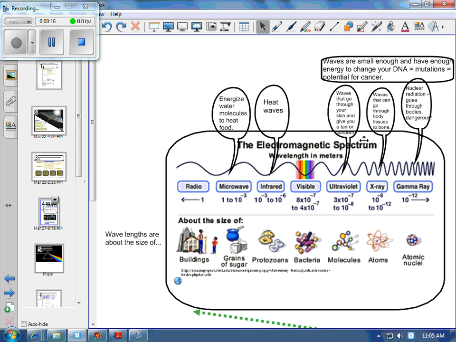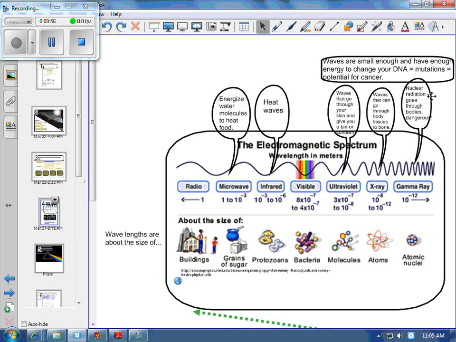Ultraviolet light are waves that go through your skin, and those are the ones that give you a tan or a sunburn. But they're powerful and they have enough high energy to actually go through the cells in your skin and get into the DNA. They also change the melanin in your skin, which is what gives you the tan or the sunburn. X-rays are waves that, again, have enough energy that they can go through your body tissues to the bone. And that is what allows doctors to see your teeth or your bones in an X-ray. So we actually use the properties of X-rays in the medical industry.